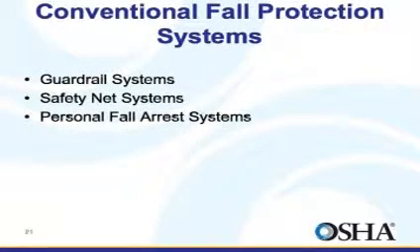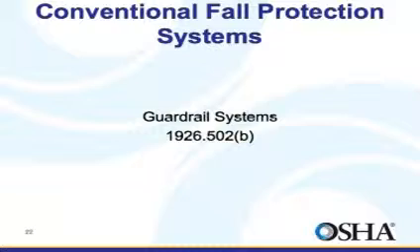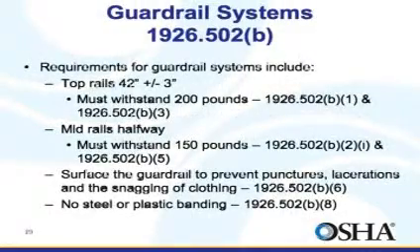Now we'll take a look at the conventional fall protection systems and some examples of them being used in residential construction. First, we'll look at guardrail systems as defined by 1926.502(b). Guardrail systems are designed to prevent workers from falling. Once properly installed, guardrails are sometimes referred to as passive fall protection. That means it requires no action by the worker to be safe as long as the system is properly maintained.